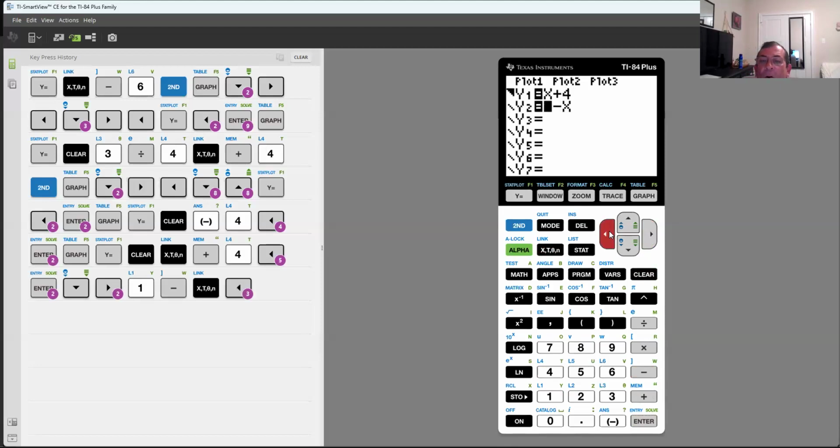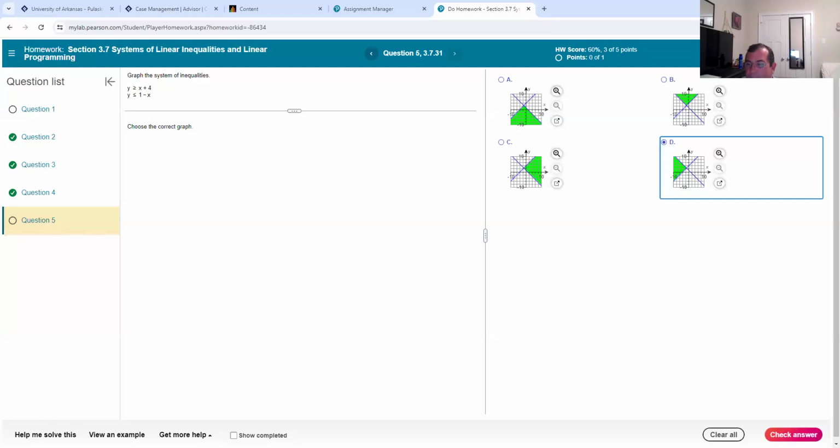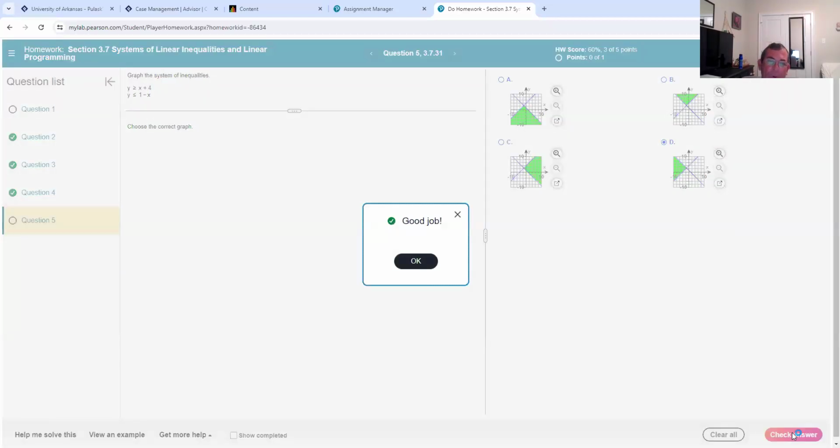Then I'm going to go all the way left and hit enter till I get the triangle that's shaded below. So this one is bigger on the bottom. You want to hit graph, and if you look at this, it's still double shaded on that left side there. It's got the vertical lines and the horizontal lines on that. For MyMathLab, we pick D and move on.